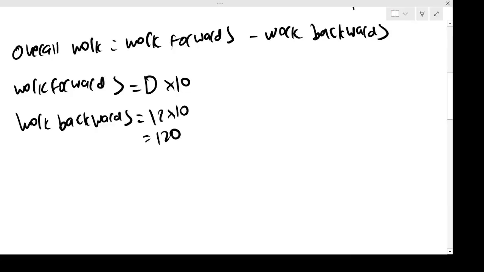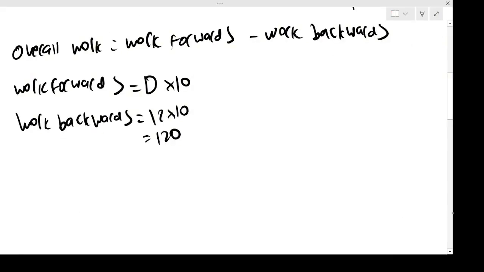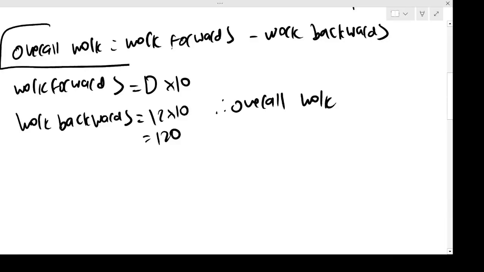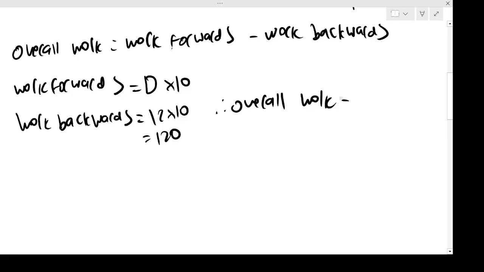Hopefully that made sense. That's the whole gist of calculating this overall work: the work forwards, take away the work backwards, so the forward force and the backward force. Therefore the overall work is simply the forwards work, D times 10 or 10D, take away 120. We're going to leave it as that because we need to find D.